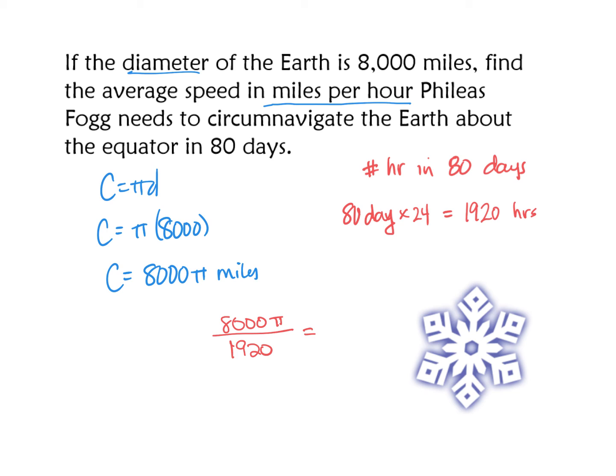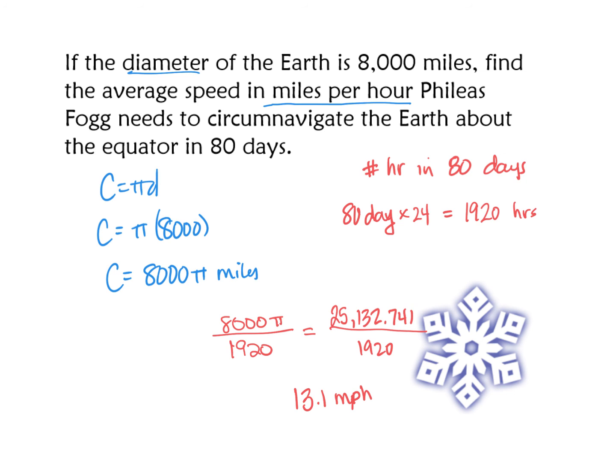So I'm just going to type that right into my calculator. Okay, so 8,000 times pi gives me 25,132.741. I need to divide that by 1920. And I get approximately 13.1 miles per hour.